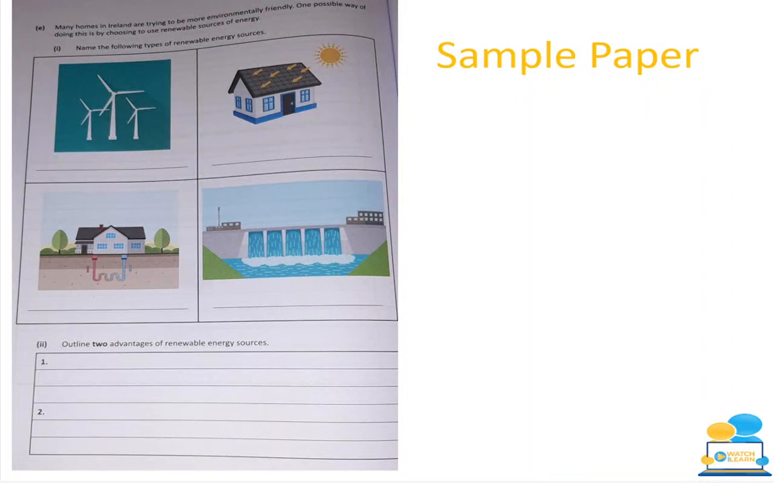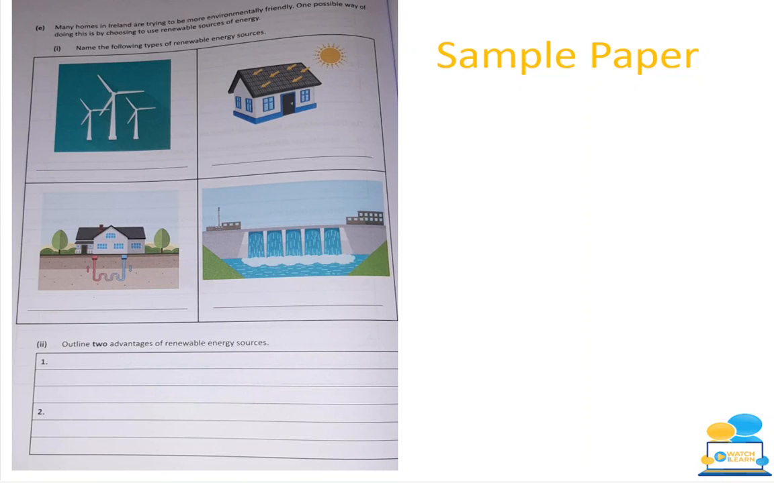So here is another sample paper where it says name the following types of renewable energy sources. This is something that you would expect more in a science exam, but it just shows it can come up in home ec. So your first one would be wind power, okay? Second would be solar power because you have solar panels. Next would be geothermal, and then you had your hydropower.